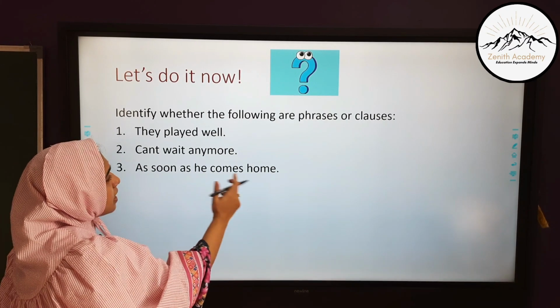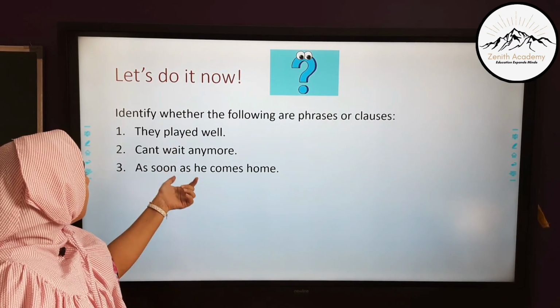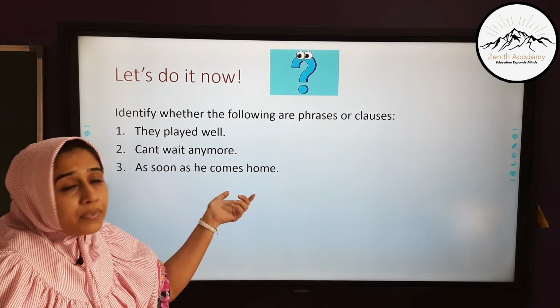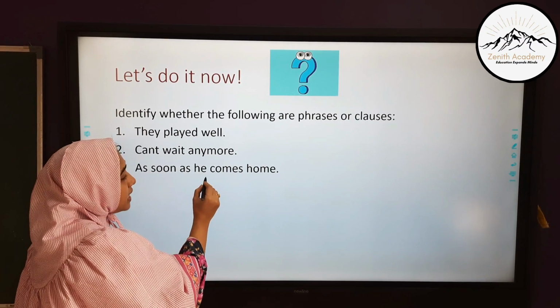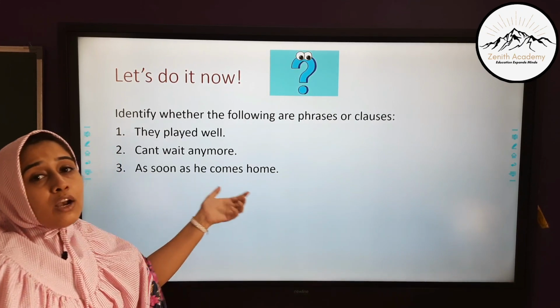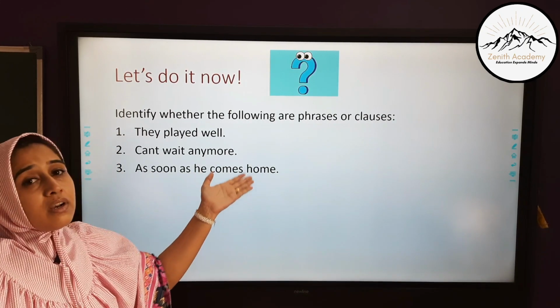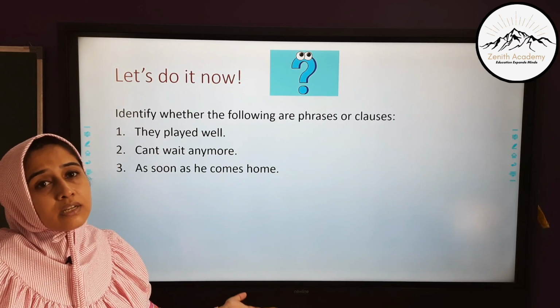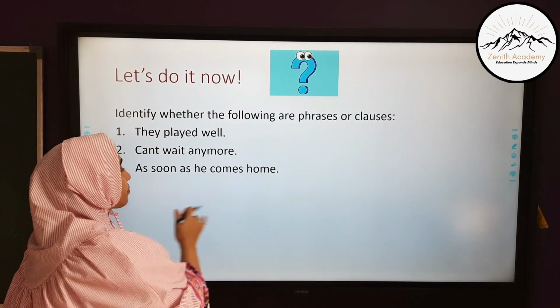As soon as he comes home. This is a clause. Why? Because it has a subject, he, and it has a verb, comes. But it is a dependent clause because the question still remains: what happens as soon as he comes home?